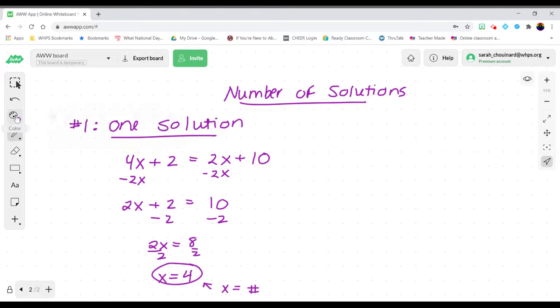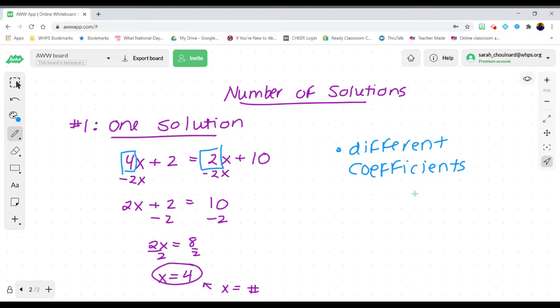And what we will notice is that the coefficients of x are different. So 4x and 2x, when I tried to get the variable to one side, gave me 2x. So like a variable of x remained. So to know if something has one solution, we're looking to see, are the coefficients different? Remember, coefficients are the numbers in front of the variable. So if we have different coefficients, then automatically we know we're going to have one solution.